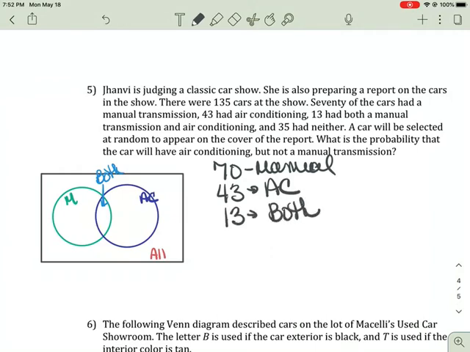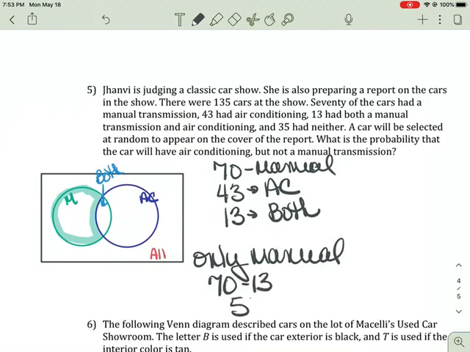Now if I put the 70 into that circle that I have labeled manual, that's including the 13. So what I basically want to do is include only the manual. I'm going to shade this section, and I'm only going to write how many manual transmissions there were without air conditioning. So that's going to be 70 minus 13. Let's label this only manual. That's 70 minus 13, or 57. So there are 57 cars in this circle.